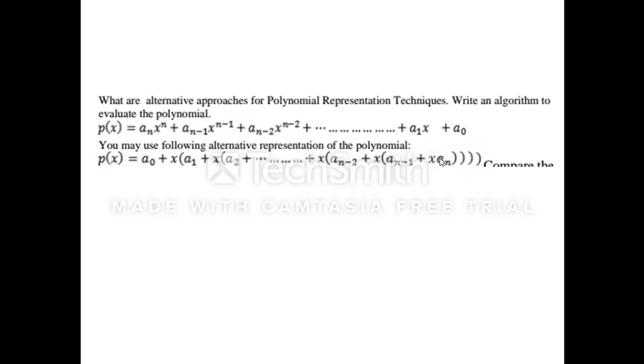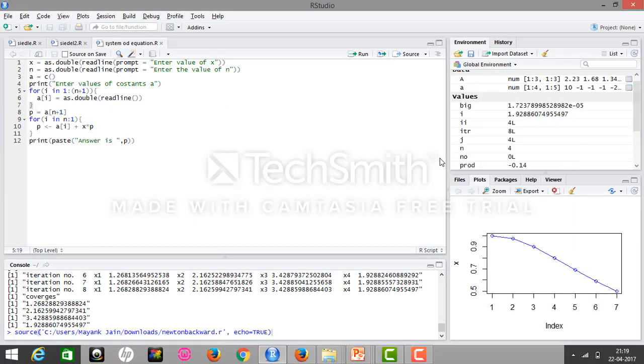So here's the program that implements this. We have taken the value of x from the user, that is the variable, and then we have taken n from the user, that is the number of constants it would contain. Then we have printed a prompt to enter the values of the constants of a, and used a for loop to add them into a vector called a.